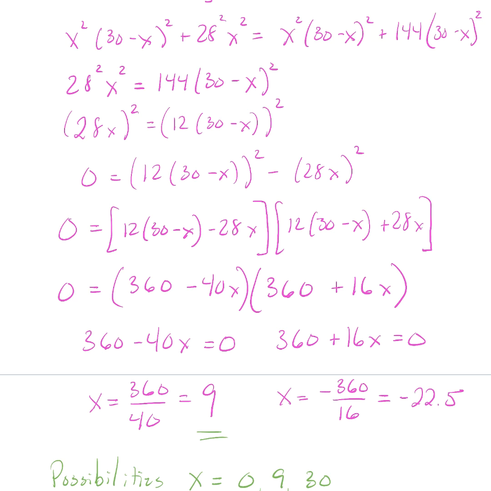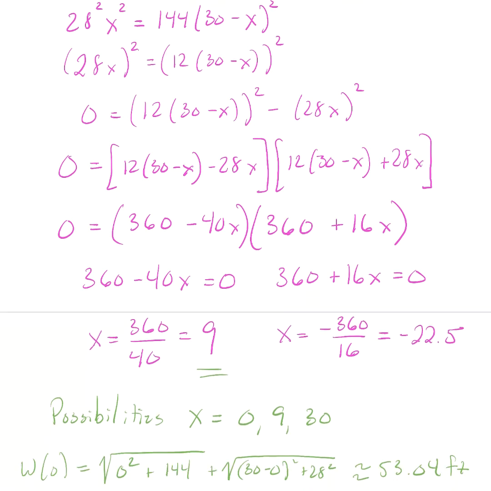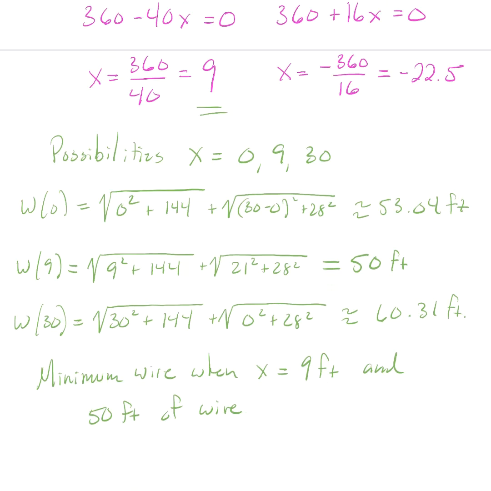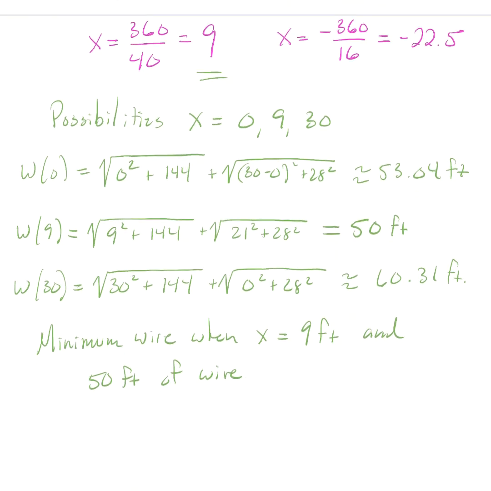Well, we know x is going to be positive in this case, so we choose 9. And that gives us our possibilities as 0, 9, and 30. And so then we've got to check. We don't think 0 or 30 are going to do the job, and we see that we get a minimum when x is 9, at 50 feet. So our minimum wire was x equals 9 and 50 feet.